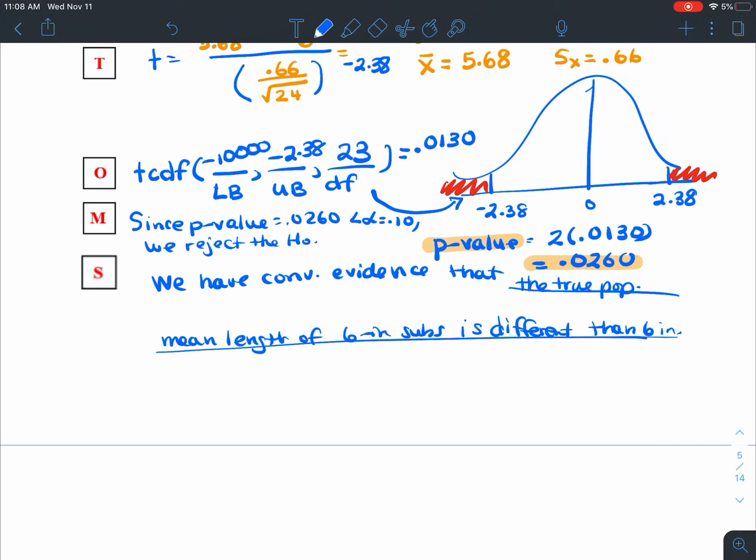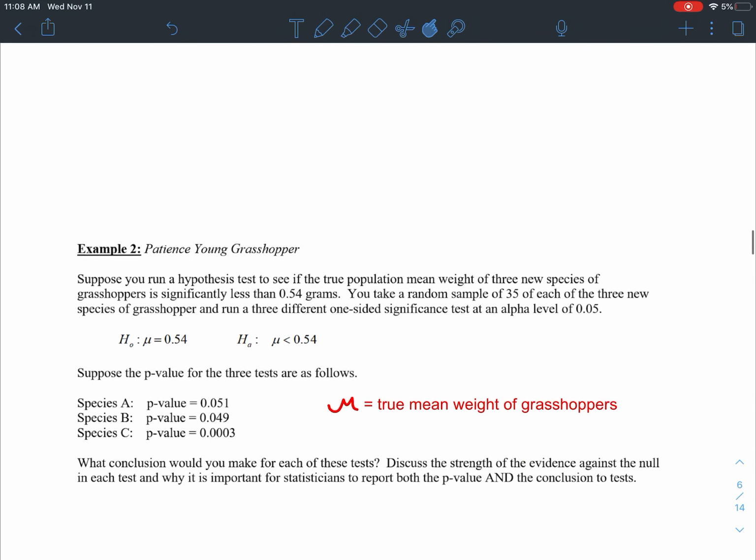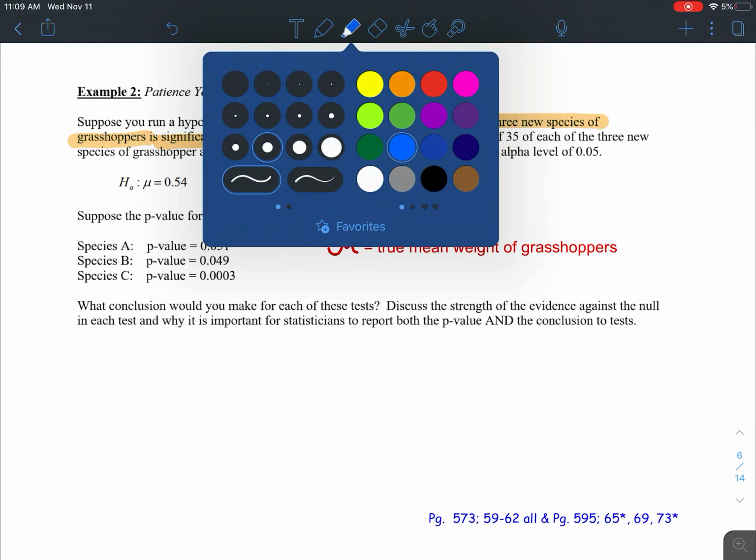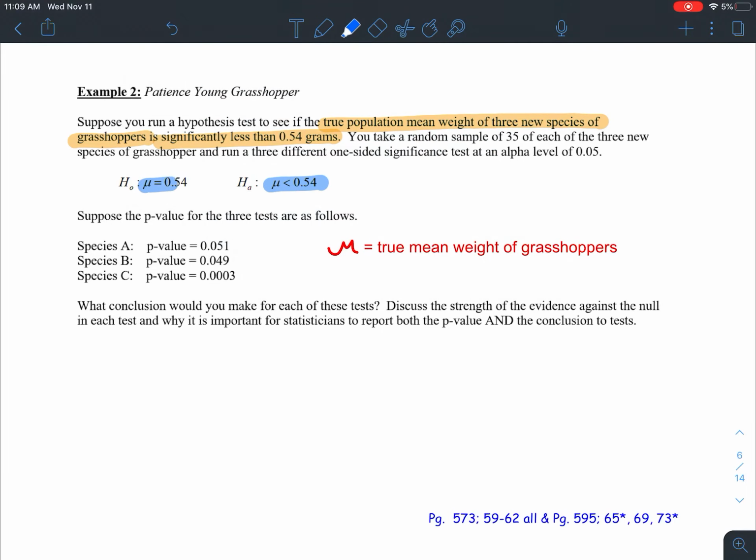To close up this video, we're just going to take one look at an example. This is not a significance test here on the next page, but this is just asking us to compare the strength of evidence against the null hypothesis for each of these different scenarios. It says, suppose that you run a hypothesis test to see if the true population mean length of 3 new species of grasshoppers is significantly less than 0.54 grams. So this is our alternative hypothesis. The null is that it equals 0.54 grams.